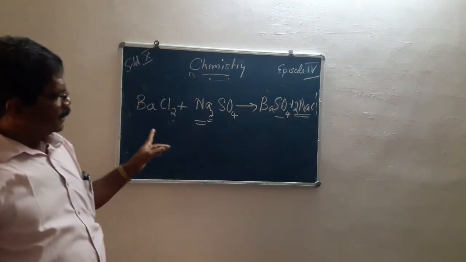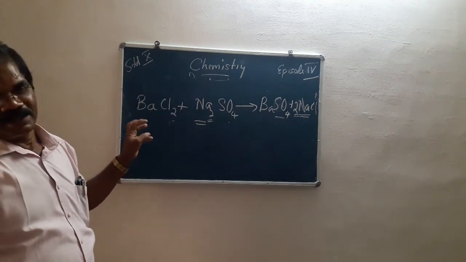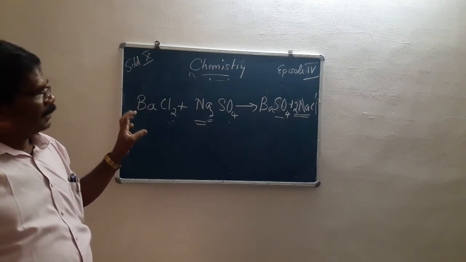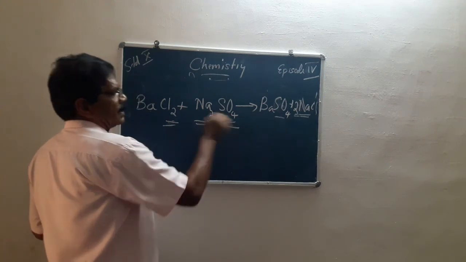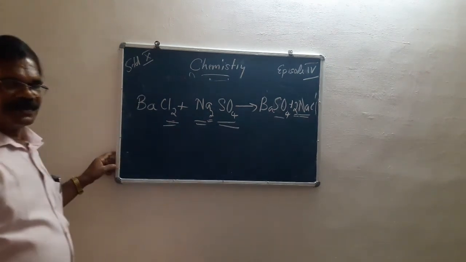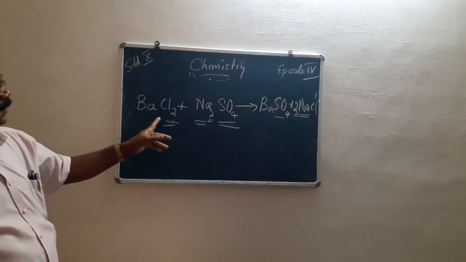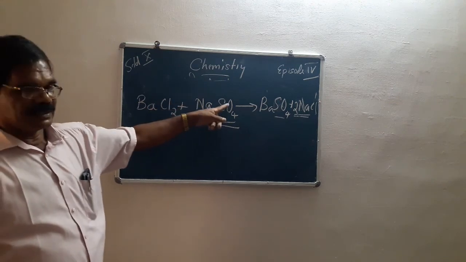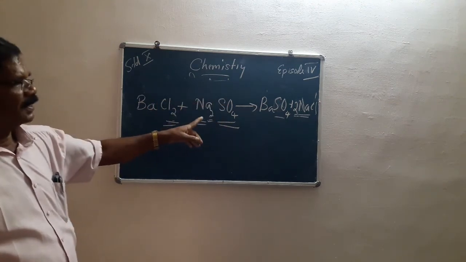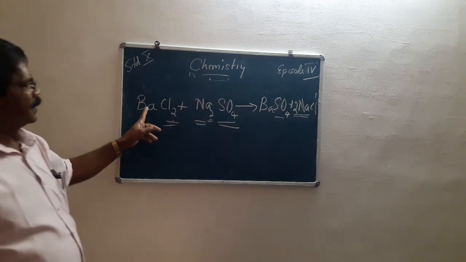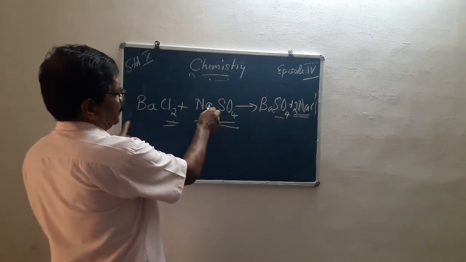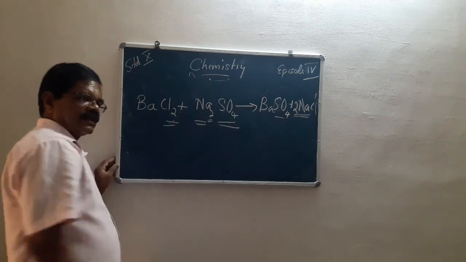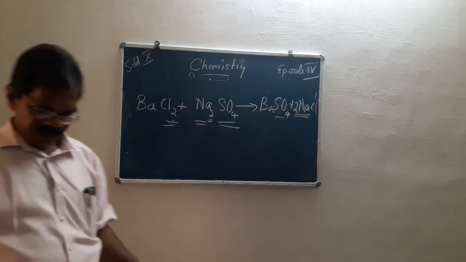Then the third question is what type of reaction? We already had several examples. On seeing, we can easily identify this is double displacement. Two reactants exchange their ions with each other. So barium receives sulfate and sodium receives chloride. They exchange with each other. So this is a double displacement reaction.